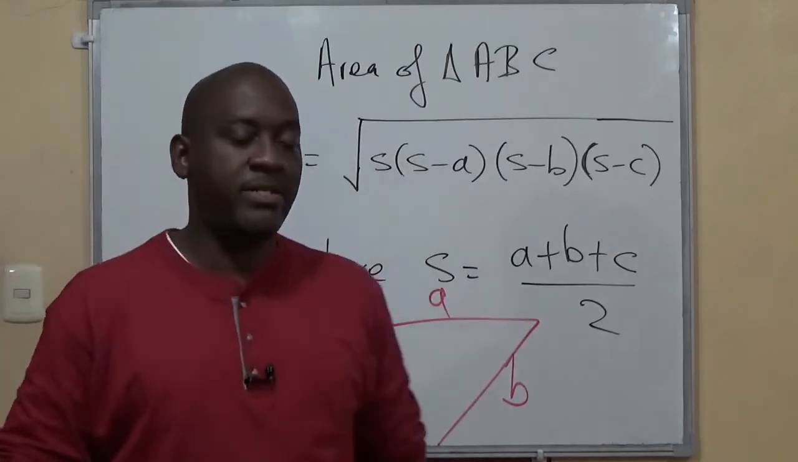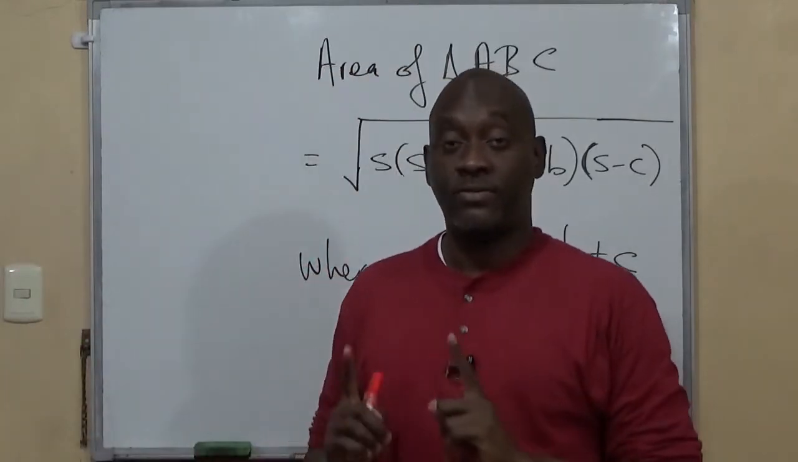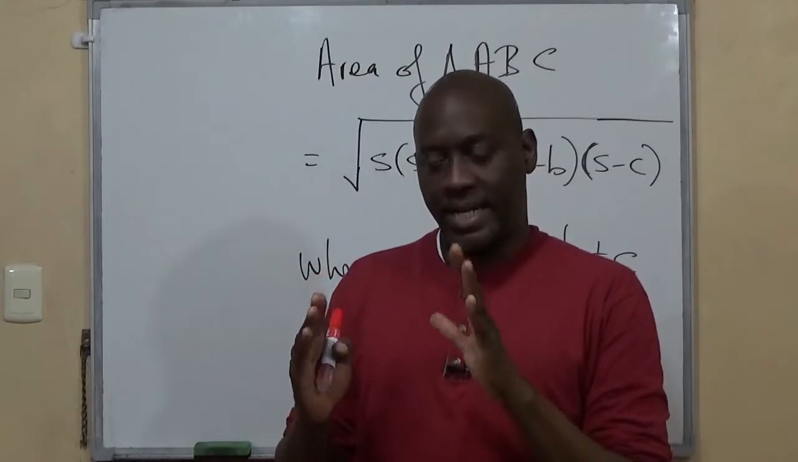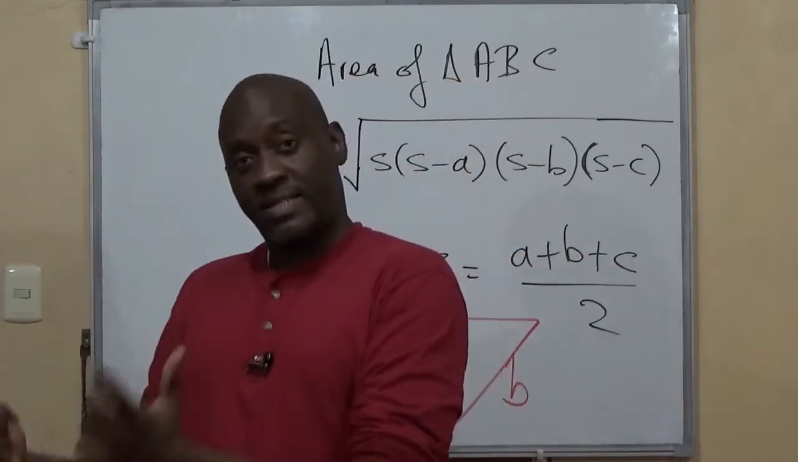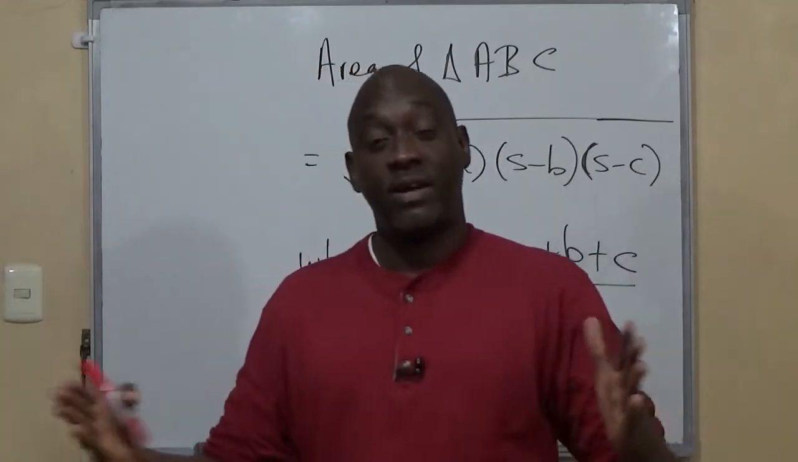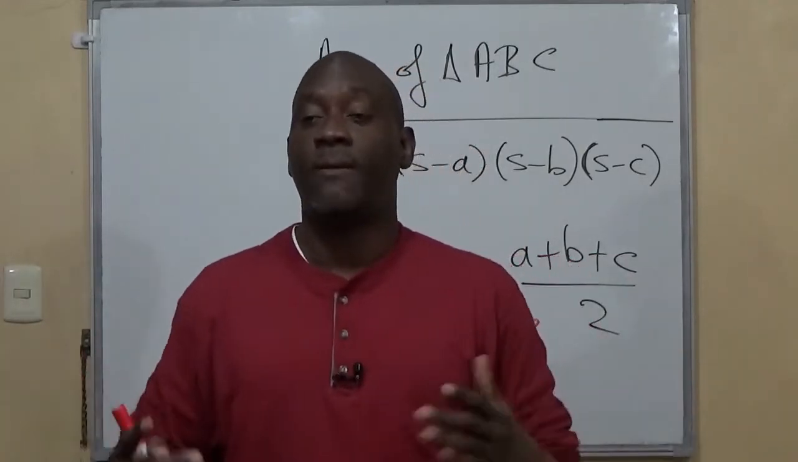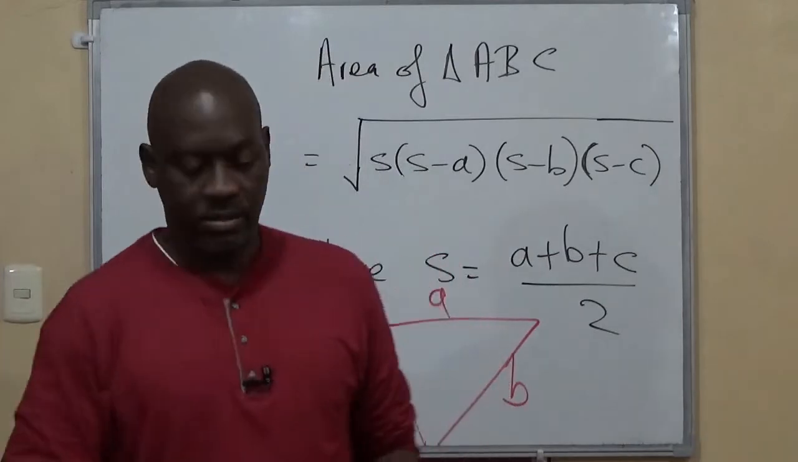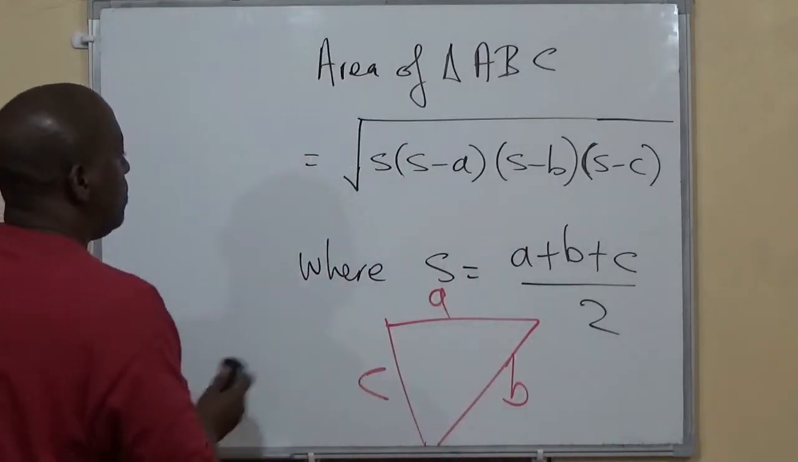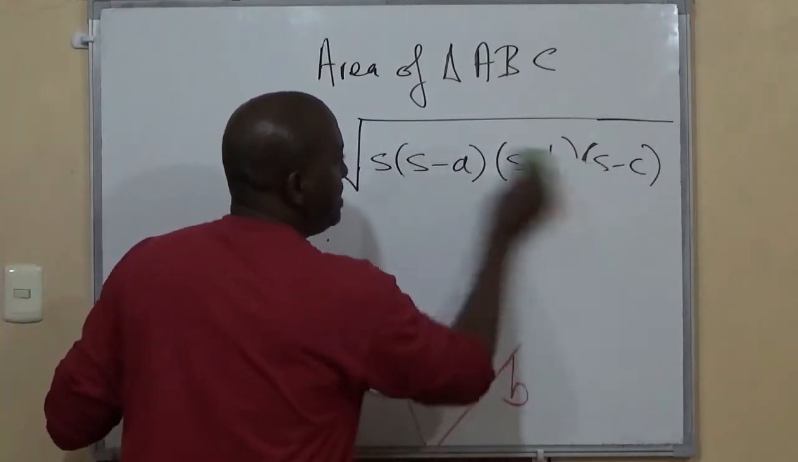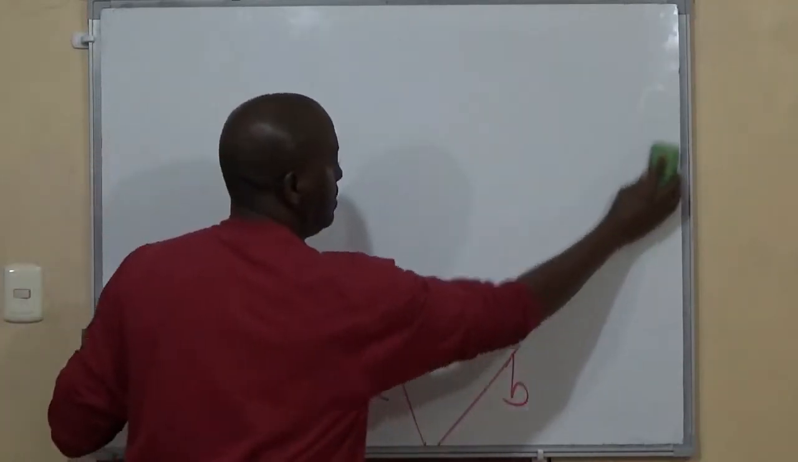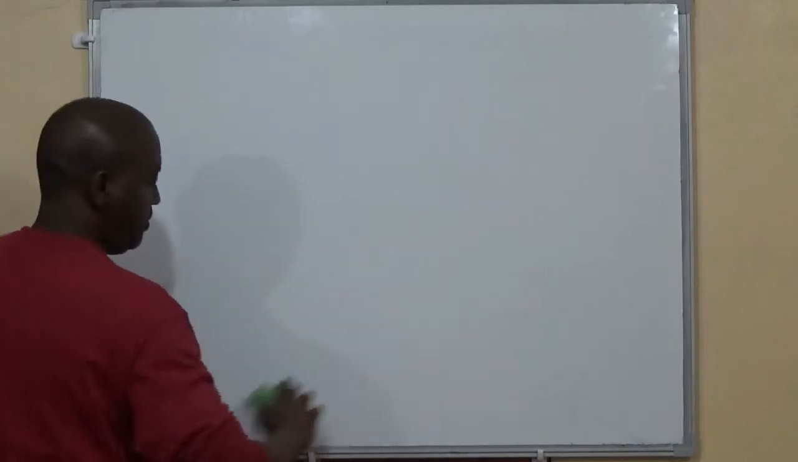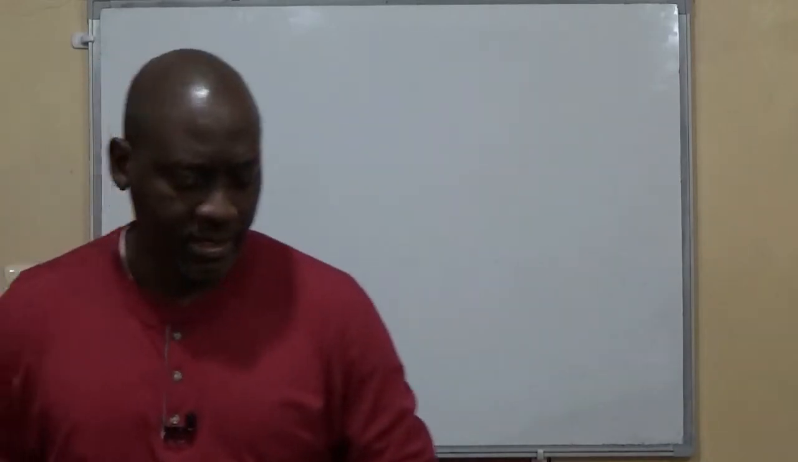So let us demonstrate the use of Heron's formula by first finding the area of a triangle that we're familiar with. Then we use Heron's formula to find the same area. That way we verify that the formula actually works. And then we use it on another triangle. So the simplest triangle that we could use is, guess what? Our good friend, the right angle triangle.